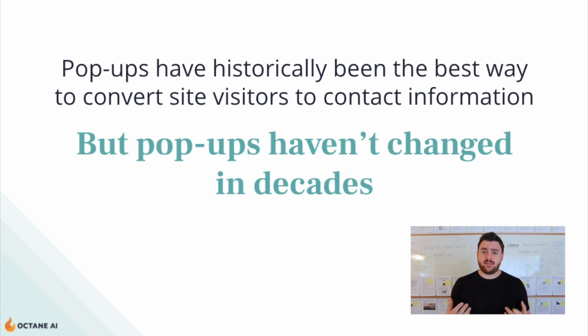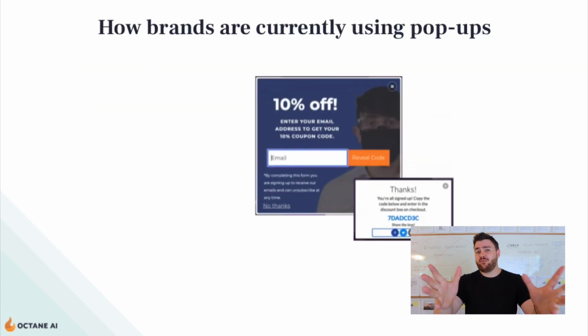Now, beforehand, and for the past many decades, the number one way that you would get contact information from people who visit your website is through pop-ups. And pop-ups have not changed in decades. You know exactly what they look like. This is super standard. It asks for an email or phone number in exchange for a discount code. They type in their email or their phone number, and then you give them a discount code and you say thank you, and they go off on their way. This is how pop-ups have worked for the longest time. You probably have one of these running on your website right now.